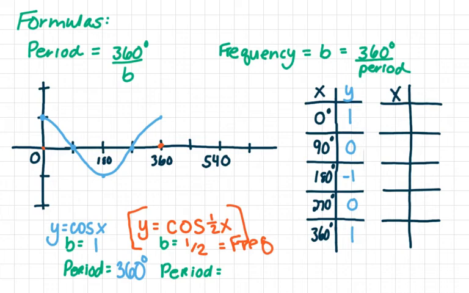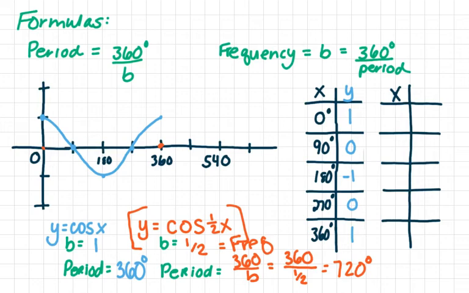The period for my cosine 1/2 x function is still going to be equal to 360 divided by b. In this case, my b value is equal to 1/2. So when I do the substitution of 360 divided by 1/2, that's equal to 720 degrees. Remember what the period means and what the 720 represents. This means that one complete curve will be completed from 0 to 720 degrees.